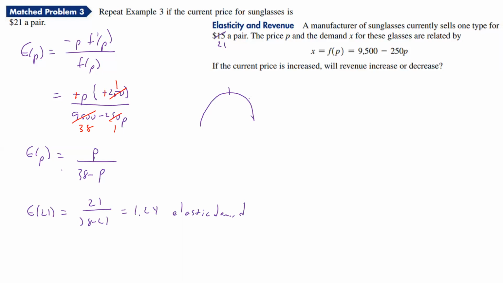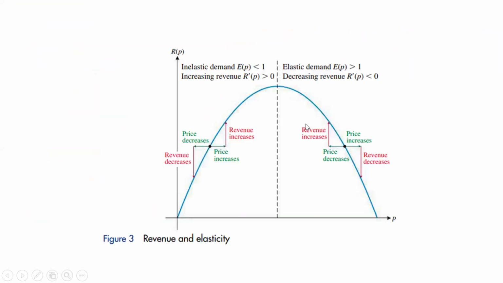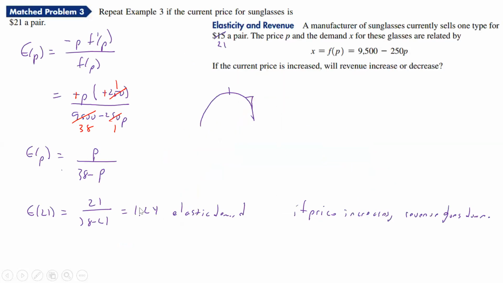So basically, if we increase our price, our revenue is going to go down. So if price increases, revenue goes down. And again, it's just based on that graph here. If we increase our price, the revenue decreases. That's when we have this elastic number over here, greater than 1. Now, if it had been less than 1, we would have a revenue increase. But because it's greater than 1, it's elastic, so our price increase requires the revenue to go down.